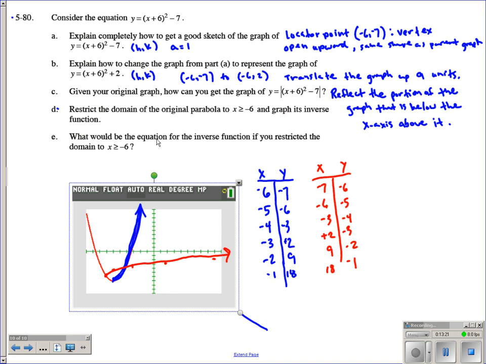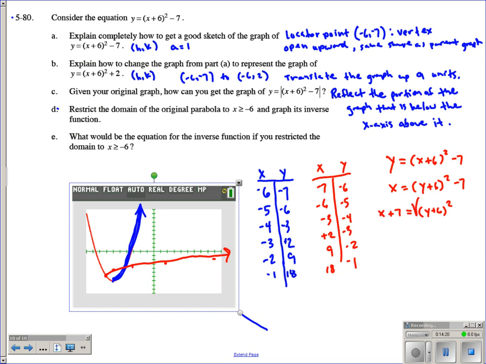So what would be the equation for the inverse function if you restricted the domain to x is greater than or equal to -6? Well, we've got here, we could take this and we could go and flip-flop our x and our y. So y equals the quantity of x plus 6 squared minus 7. If we flip-flop our x and our y, we've got x equals y plus 6 squared minus 7. Now let's solve this for y. Let's add our 7 to each side. So x plus 7 equals the quantity of y plus 6 squared.